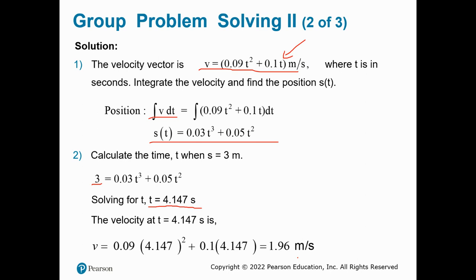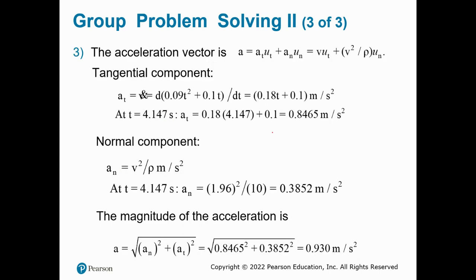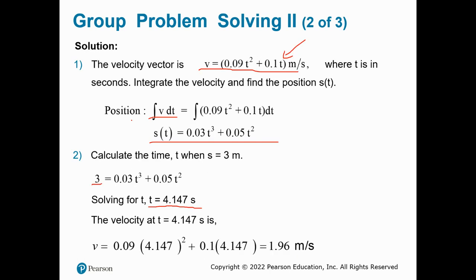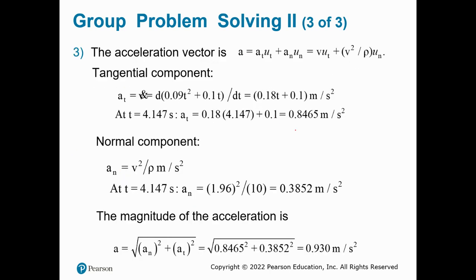And then going forward, the derivative of the velocity will give me the acceleration. And look, we got two components again, the tangent component and the normal component. For the tangent component, we plug in t, 4.147, from the previous slide, and we get the tangent component of the acceleration. Then v squared over rho gives me the normal component of that acceleration. And then using the Pythagorean theorem, we put them together. That gives me the acceleration overall.